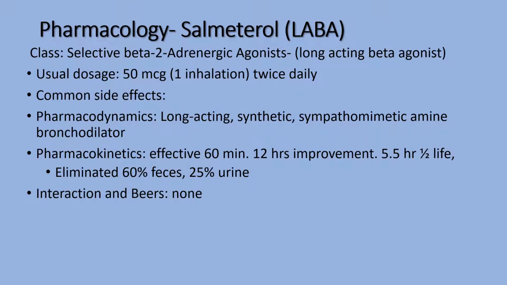Looking at pulmonary agents, salmeterol is a long-acting beta agonist. It's a selective beta-2 adrenergic agonist, and the typical dosage is 50 micrograms, one inhalation twice daily, every 12 hours. Common side effects are as listed there. Pharmacodynamics: it is a long-acting synthetic bronchodilator. Pharmacokinetics: it's effective in 30 minutes, with 12 hours of improvement, over half a day. It has a half-life of 5.5 hours, and it's eliminated 60% in feces and 25% in urine. And I could not find any interactions or anything listed for Beers criteria.